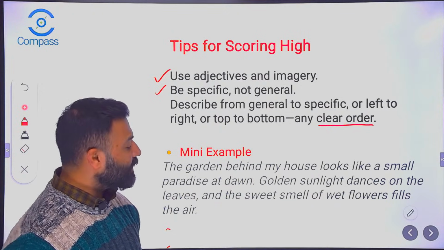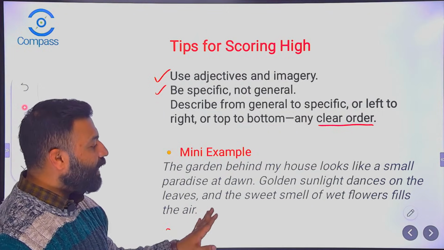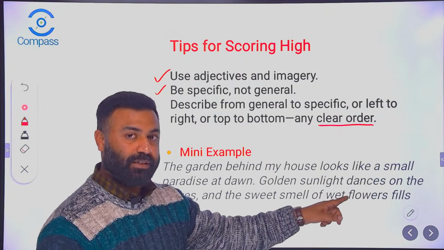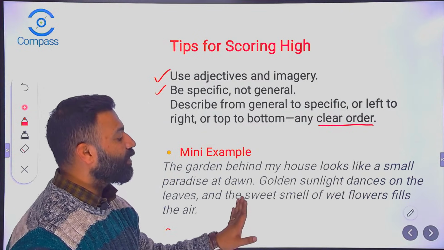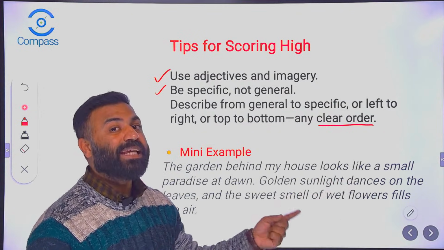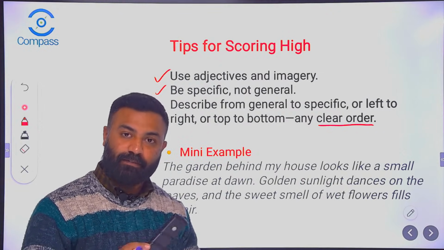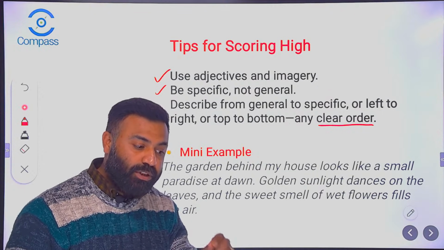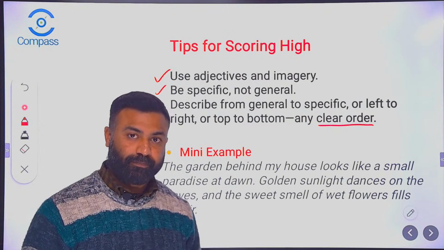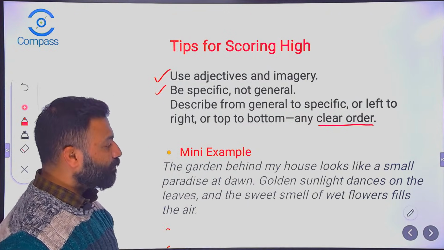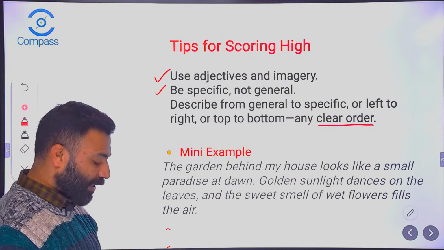Golden sunlight dances on the leaves. Now this is specific. Okay, and the sweet smell of wet flowers. We could have just hidden or not written wet. We could have just written the sweet smell of flowers, but being specific, we have written wet flowers. That is being specific. When you put each and every minute detail in your essays, you don't skip out. So wet flowers fills the air. That's an example which has been given here.